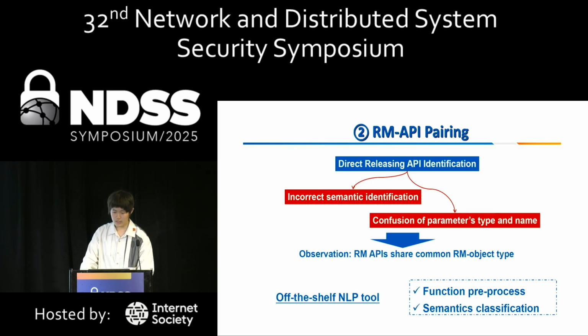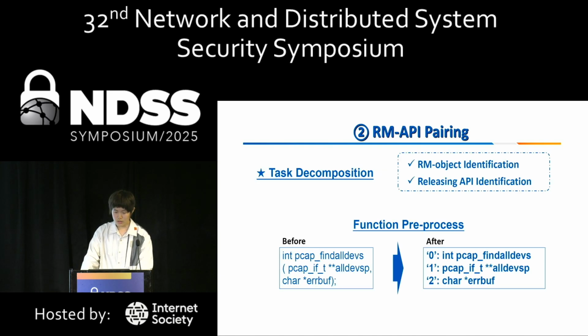We find directly using LLM for releasing API identification will cause incorrect semantics identification, and it seems the LLM is confused about parameter type and name. Based on the observation that ARM APIs share a common ARM object type, together with an off-the-shelf NLP tool, we pre-process the function definition and classify the semantics to precisely pair the ARM APIs. We also decompose the task into RM object identification and releasing API identification.